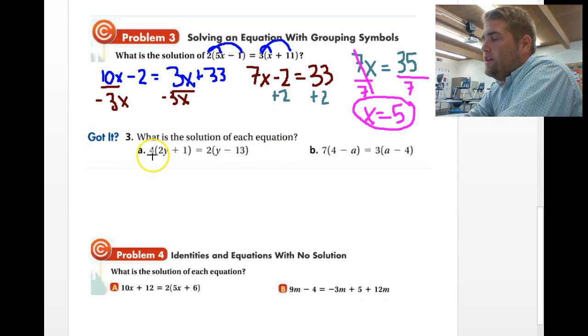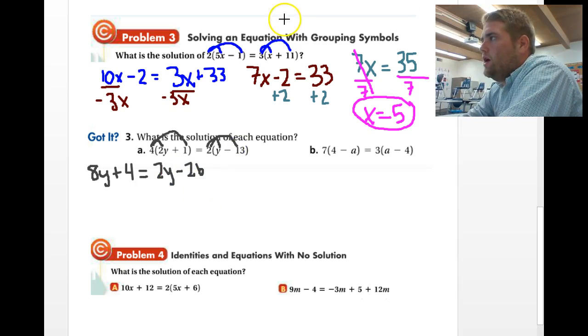Well, once again, I've got the 4 outside of my parentheses here, so I want to distribute. So 4 times 2y is 8y, plus 4 times 1 is 4. And that's equal to 2 times y, which is 2y, 2 times negative 13 is negative 26.